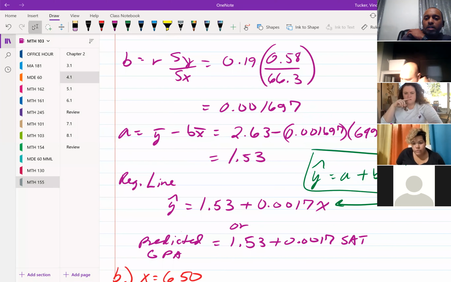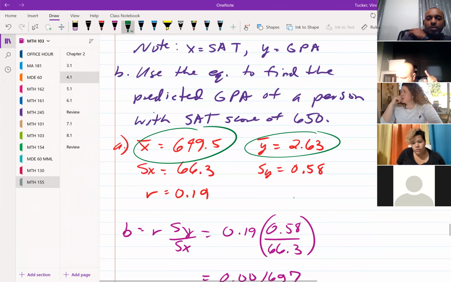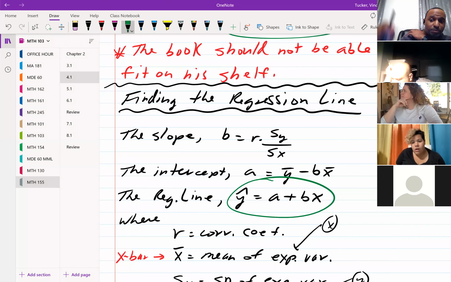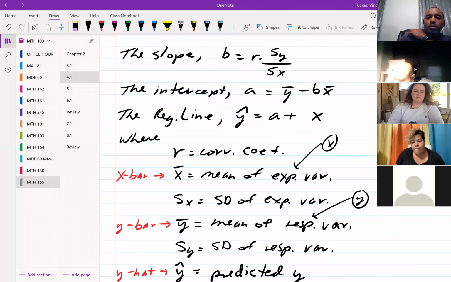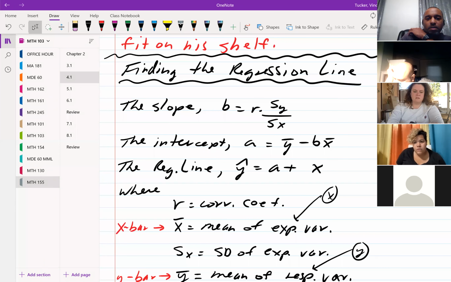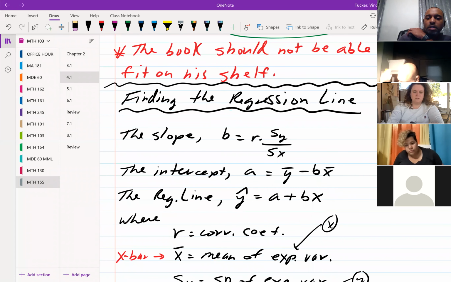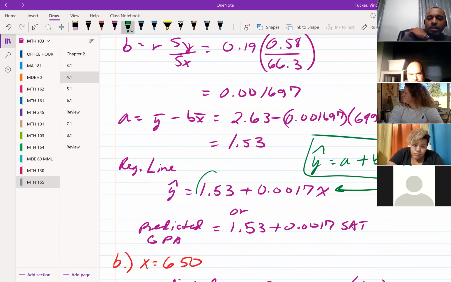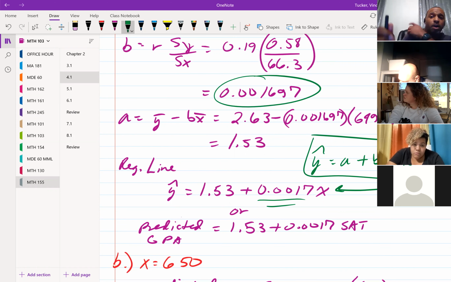And going back to your regression line, remember that your regression line is A plus BX. So going back here, this was A, this was B, so that's A plus BX. And once again, I rounded to 0.0017, probably because that's what MyMathLab asked for. Always pay attention to how many decimal places MyMathLab is asking you for.